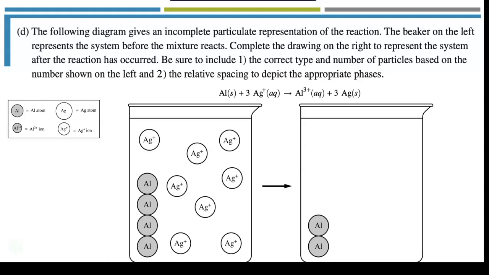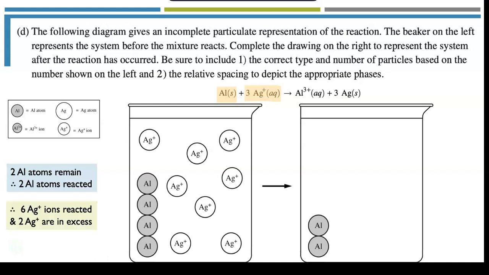We started with 4 aluminum atoms originally. Now only 2 aluminum atoms remain. That tells us that 2 aluminum atoms reacted to make aluminum ions. So we can think about that when we go to draw our particle level diagram. Now looking at the stoichiometry of the reaction, for every aluminum atom that reacts, 3 silver ions react. Since 2 aluminum atoms reacted, that tells us that 6 silver ions reacted to form silver metal, and there must be 2 silver ions remaining in solution because they're in excess. So yeah, this is a limiting reagent problem.